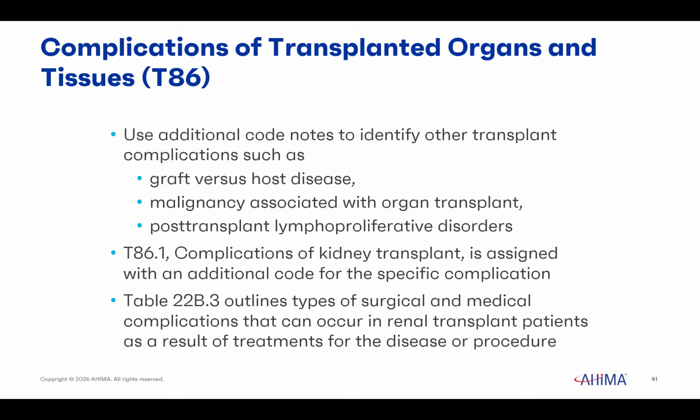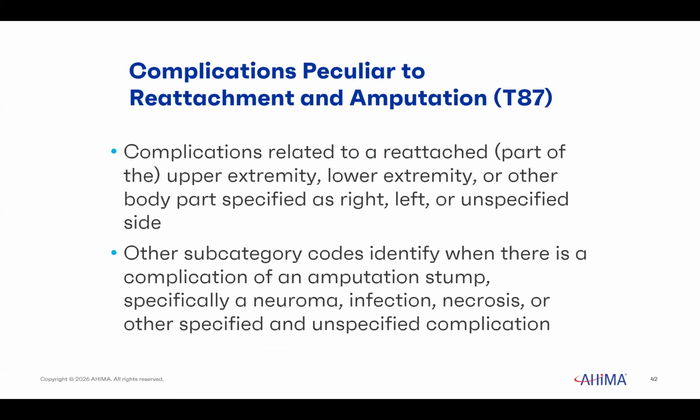Something we don't see too much is complications of transplanted organs and tissues falling into T86. Transplant complications are used with additional codes to specify the exact complication. And this is the same whether it's graft versus host disease or some sort of transplant-related malignancy. T87 is a complication that's specific to a reattachment and an amputation. T87 captures these types of complications such as neuromas, infections, necrosis, or other stump complications.